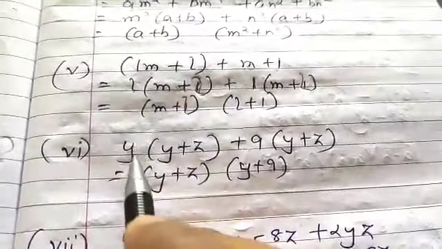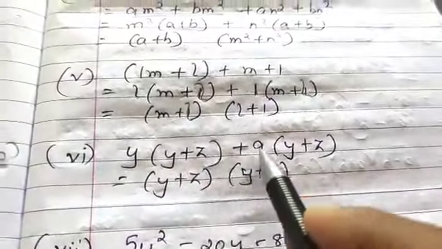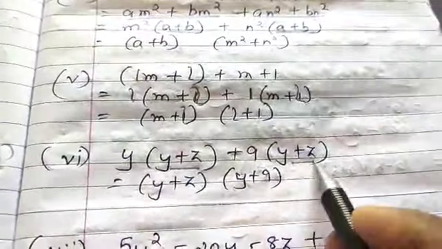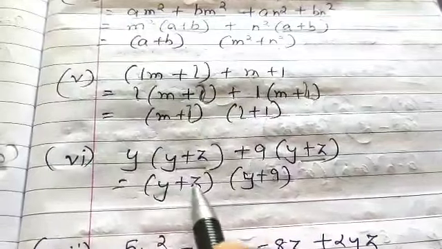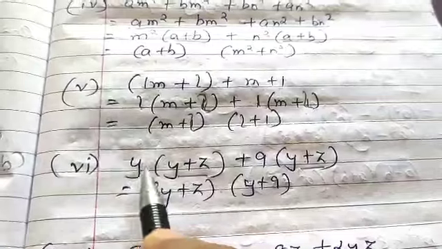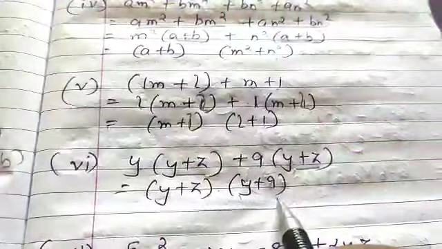So the next one is y in bracket y plus z and 9 in bracket y plus z. Here if I observe, both brackets have a common term, so write down in one bracket y plus z, and in another bracket what will we write? Whatever terms are not common, that is y plus 9, in another bracket.